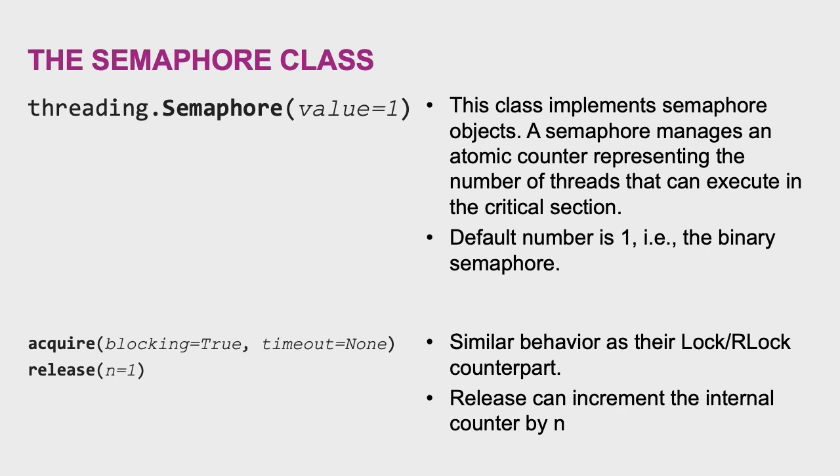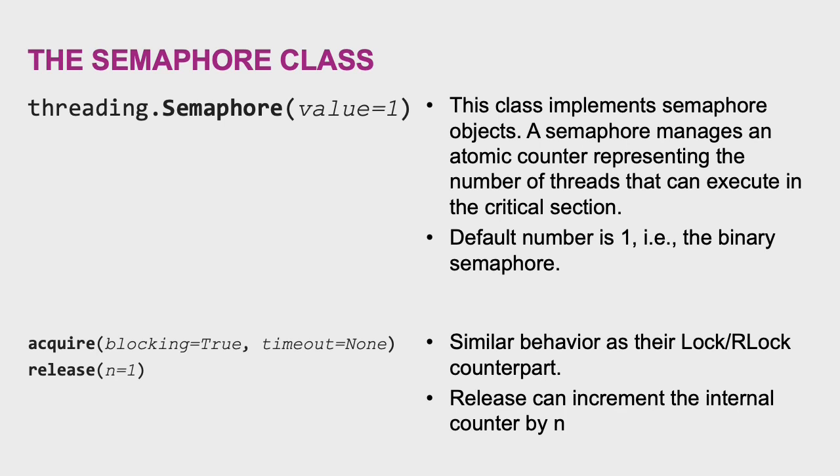Similarly to lock and unlock, we have acquire and release methods that make it possible for a thread to acquire and to release a spot in a semaphore, so to enter the critical section. They have the same meaning, the same semantics they have in locks. So it's very similar. The only difference is that now more than one thread can enter the critical section.